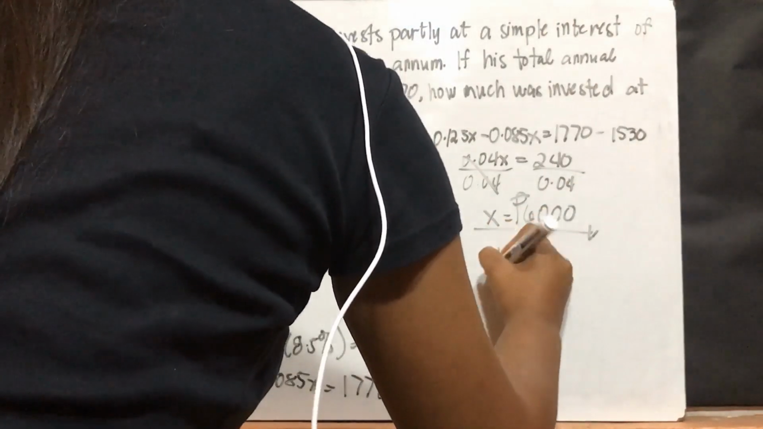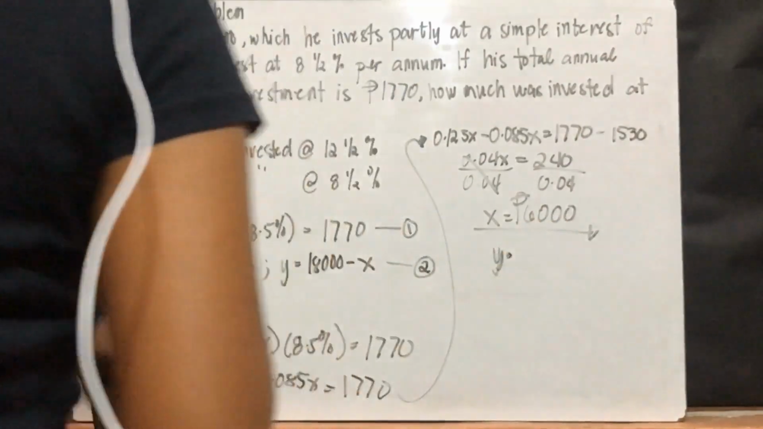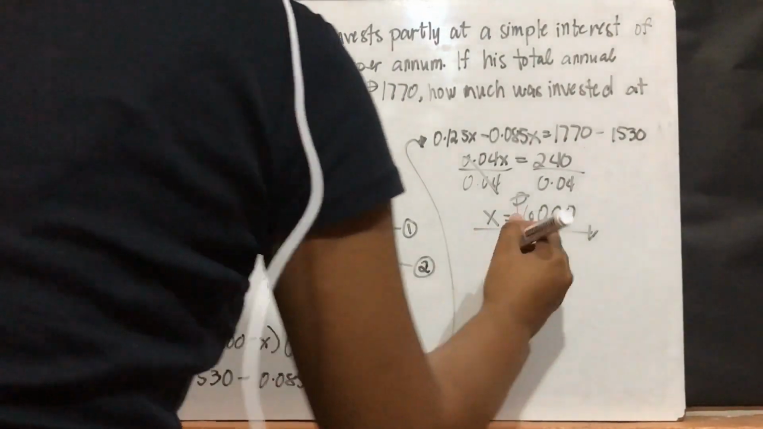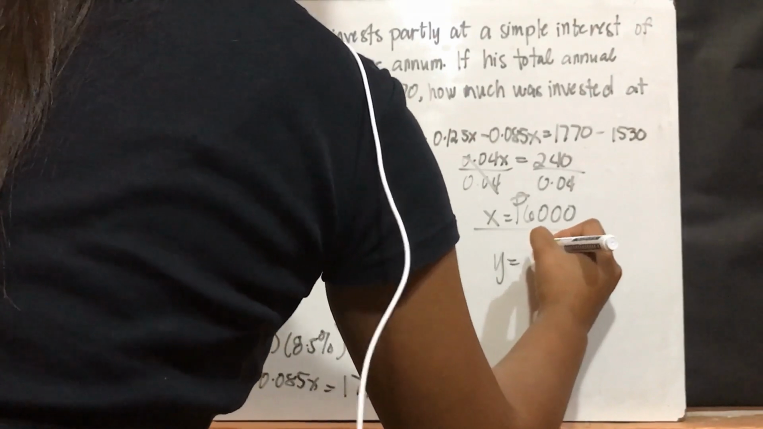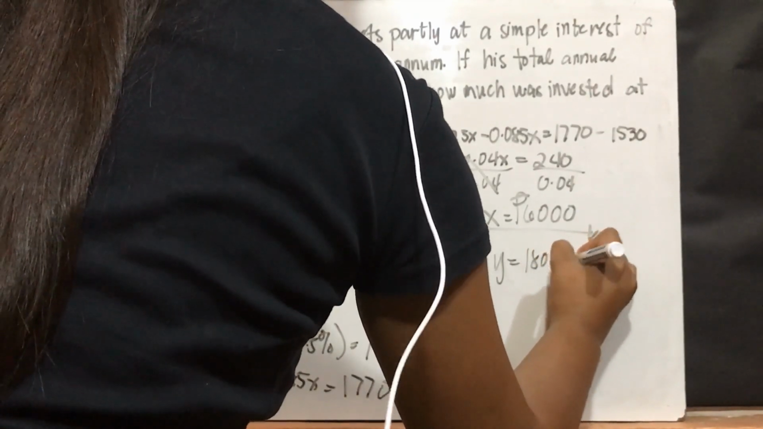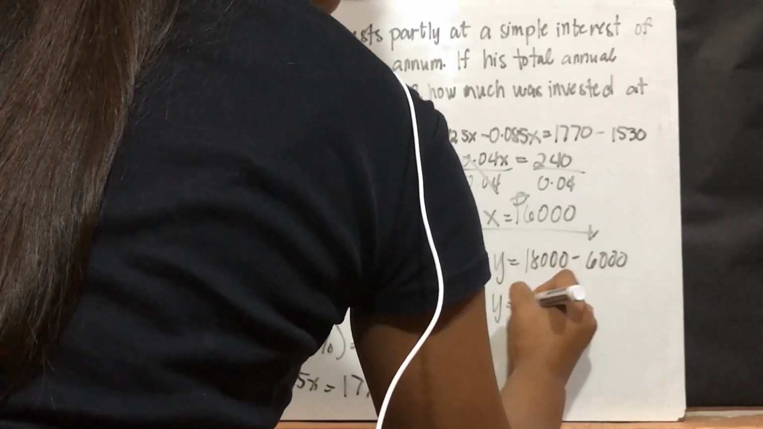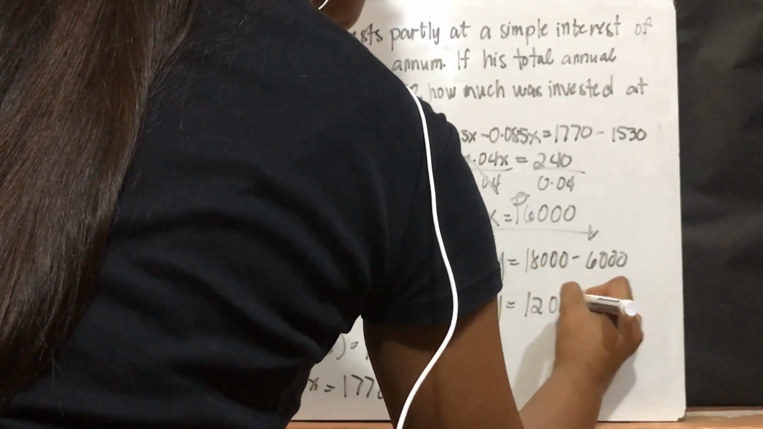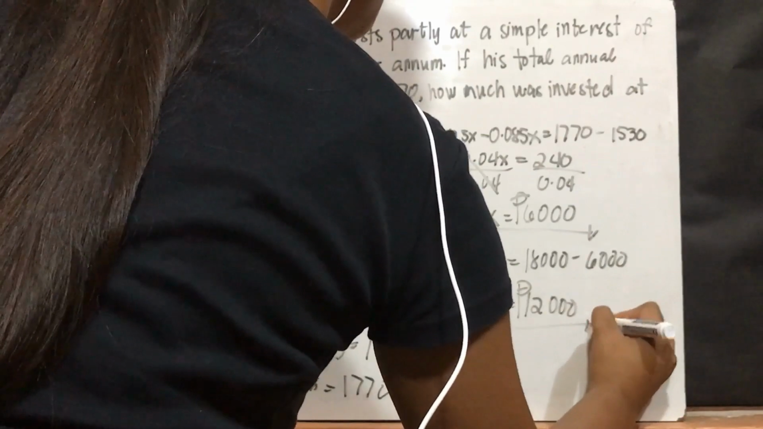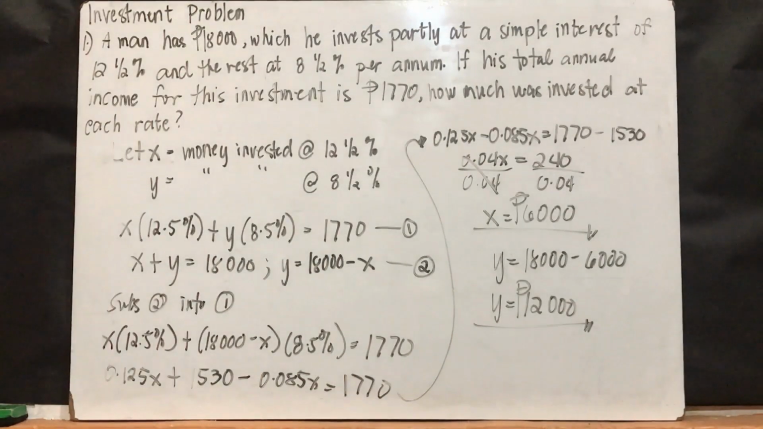And now, solving for Y, which is the amount invested at 8.5%, is equal to 18,000 minus X, which is 6,000. So, your Y is equal to 12,000 pesos. So, those are the amount of money invested at each rate.